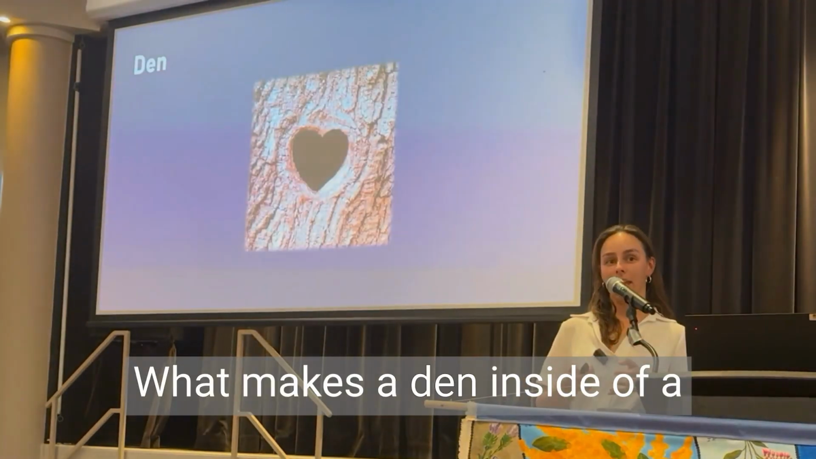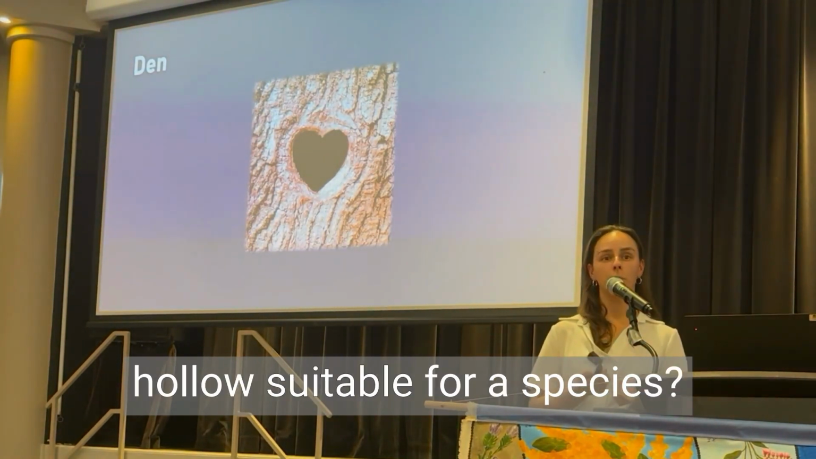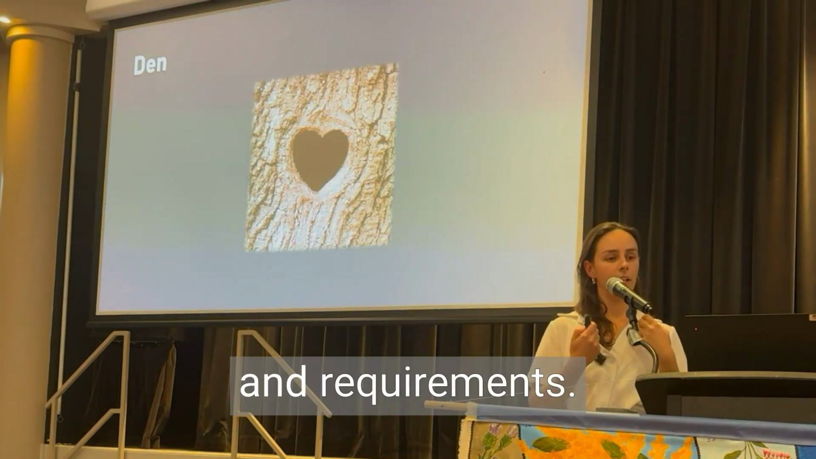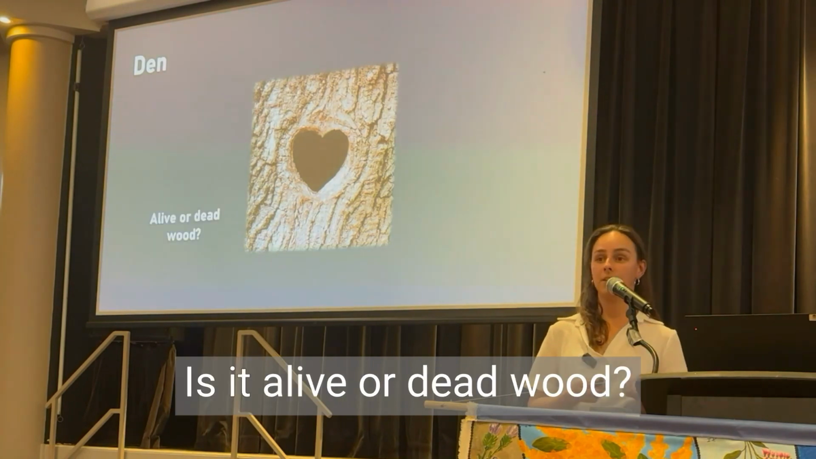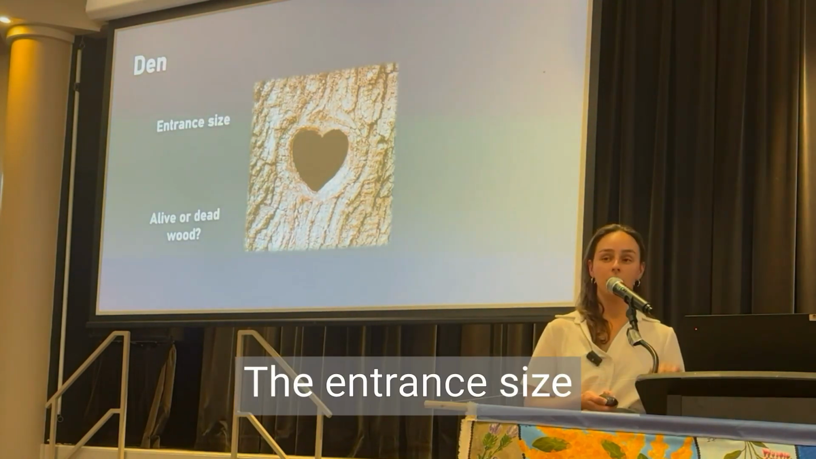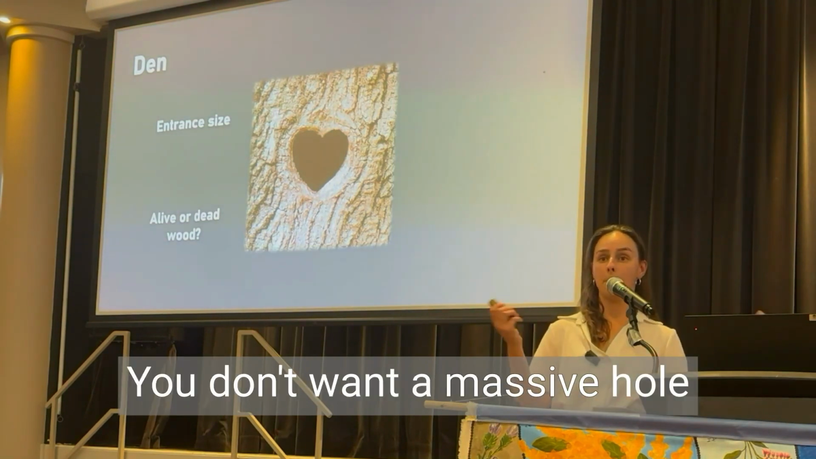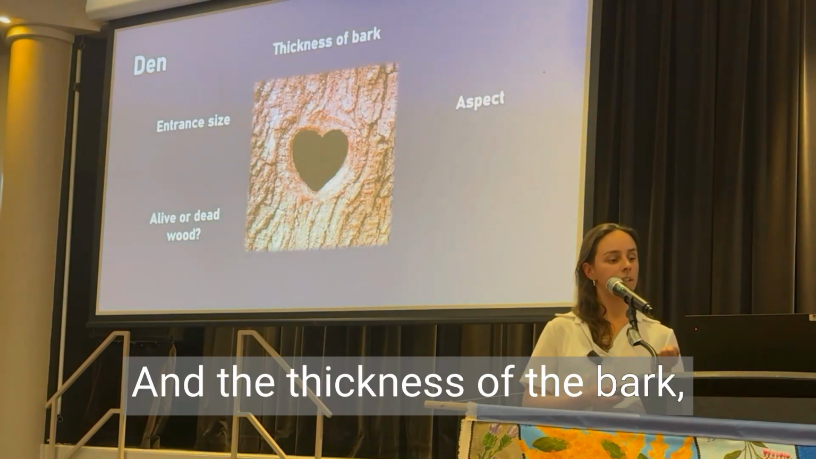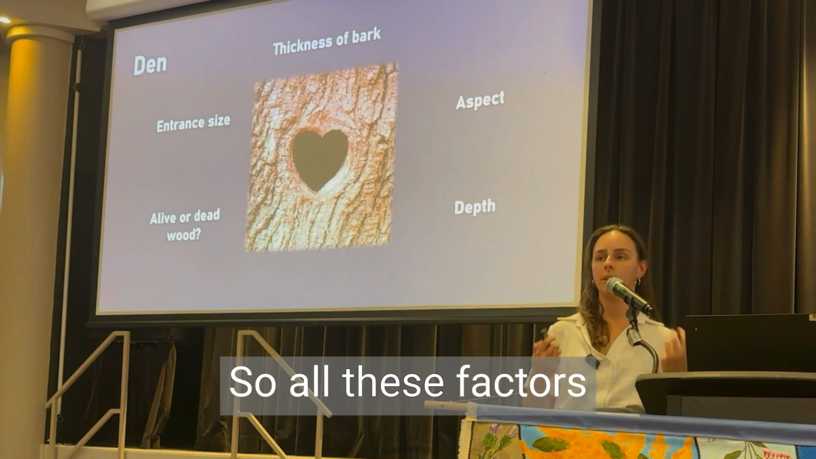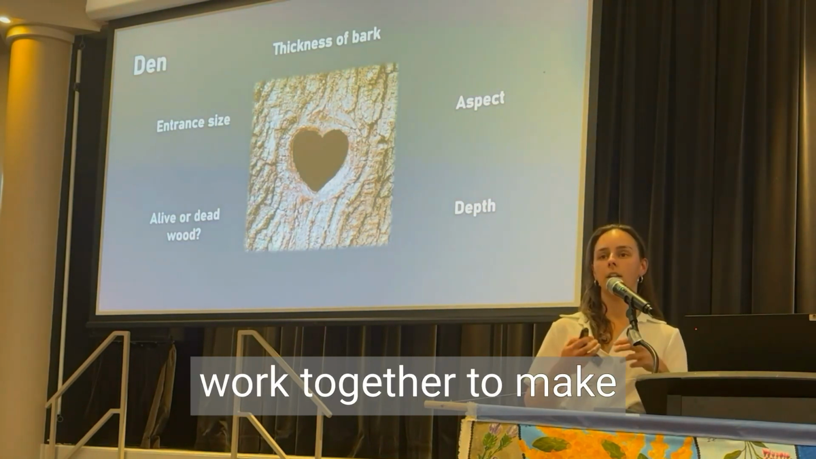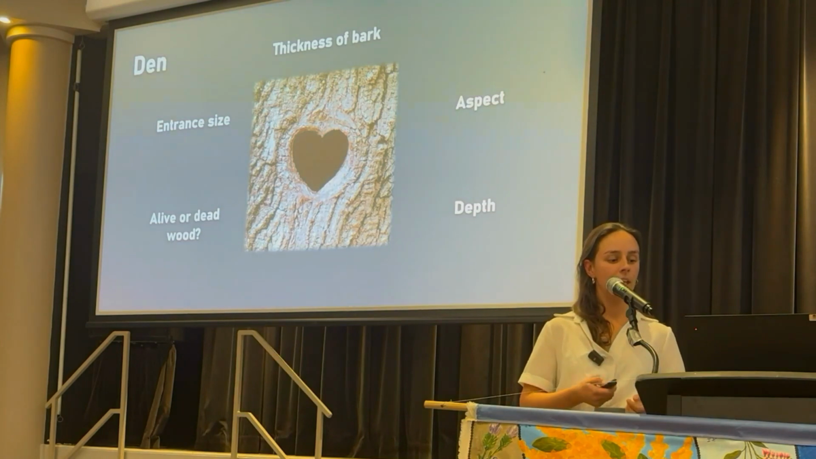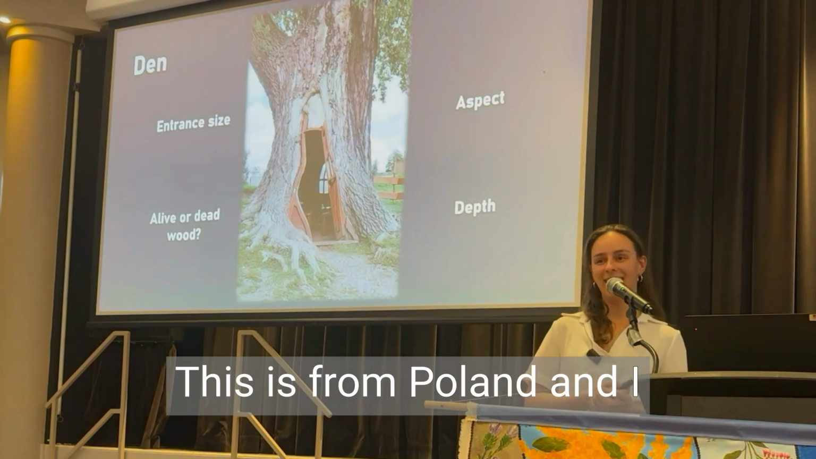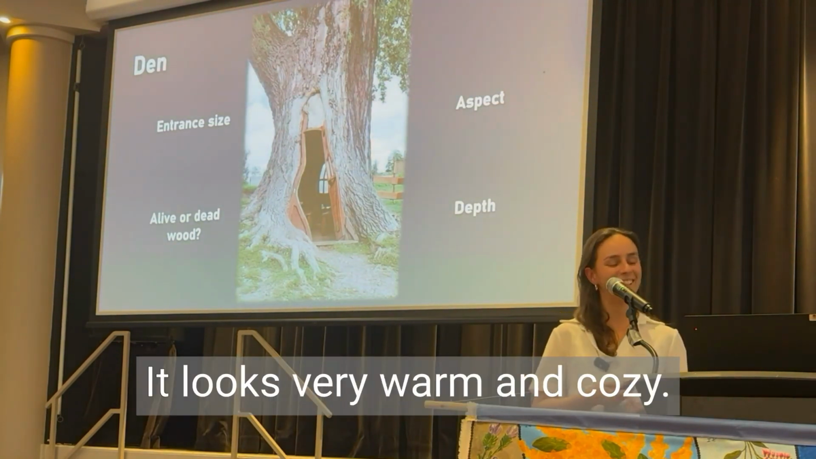So what makes a den inside a hollow suitable for a species? Well, because they all have different biologies and requirements, there are different factors at play. Is it live or dead wood? The entrance size is really important. You don't want a massive hole if you're a tiny little species. And the thickness of the bark, the aspect, and the depth. All these factors work together to make a hollow suitable. And in some cases, they're even suitable for humans, like this one from Poland, and I would like to live in there. It looks very warm and cozy.